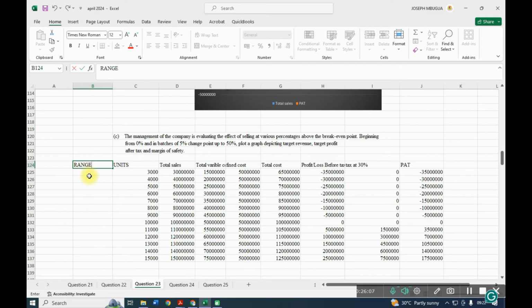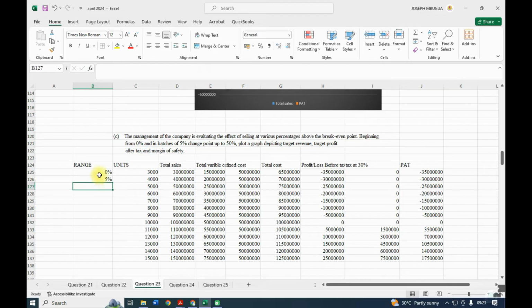So I will have the range. We are told to start with 0%, in batches of 5% change. So 5%, and it will continue up to 50%. You'll find that when you drag, it will go up to 50. If we are going up to 50%, it means there are some values that we shall do away with. Starting at 0 is the break-even that we had.